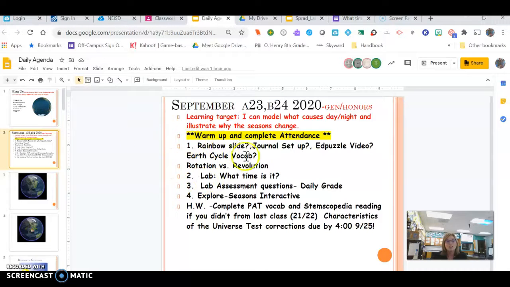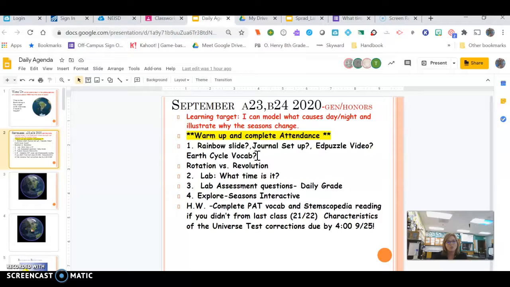Putting first things first, here's a list of some things that you need to add to your homework list and get taken care of before we start class the next time. This rainbow slide is a quiz grade. For those of you who play volleyball or football, you're going to be ineligible if you have a 0 for that rainbow slide activity, so you need to get that turned in. Also, get your journal set up for this next unit that we're doing on earth cycles. The Ed Puzzle video gives you some background information so you know what in the world's going on. And then we're not successful if we don't know our vocabulary, so I gave you a list of, I think it was, 13 words to go through.